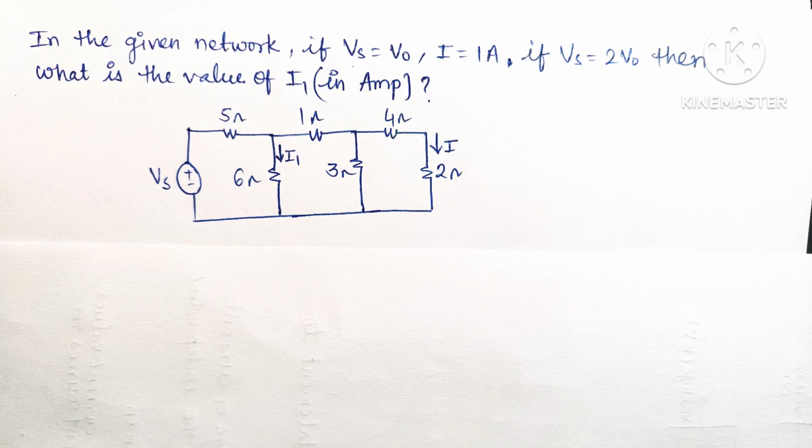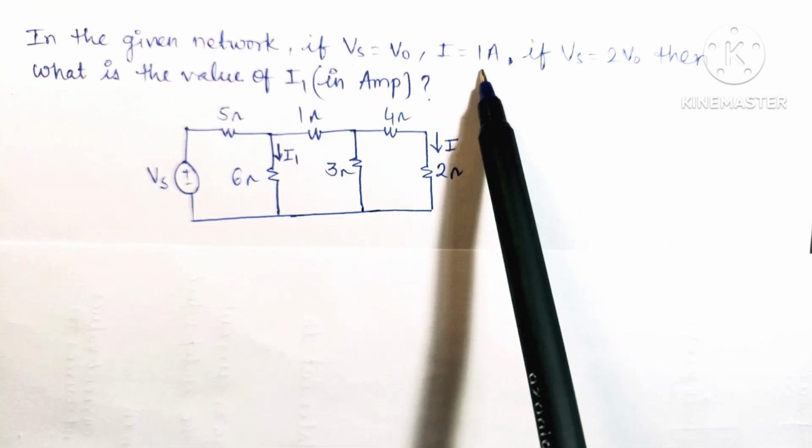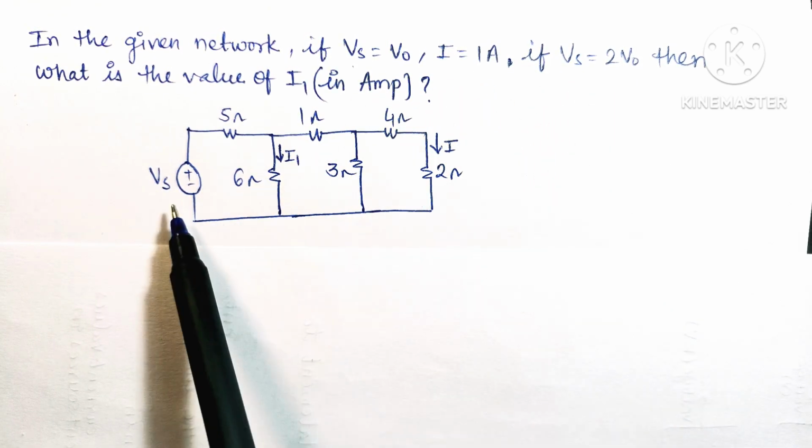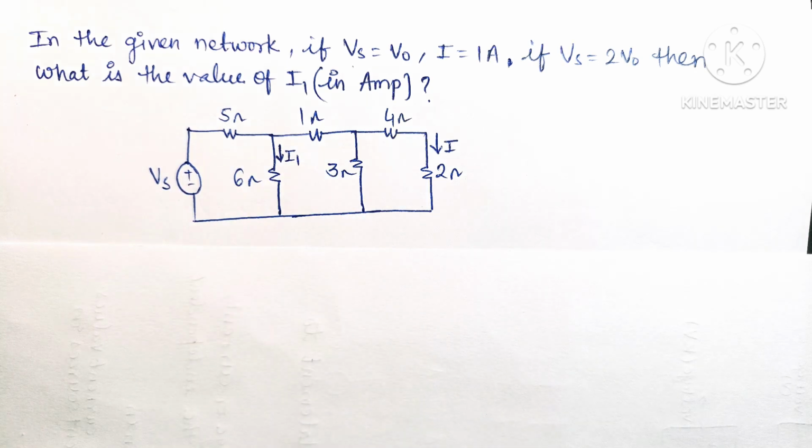Let us see a question on linearity so that our concept may become more clear. Here in this question it is given that if Vs is equal to V naught, then I equals 1 ampere, and if Vs is equal to 2 V naught, then the I1 current has been asked. So let us see how we can use the concept of linearity in this question, so that it becomes clear how we can apply linearity in the network circuit.